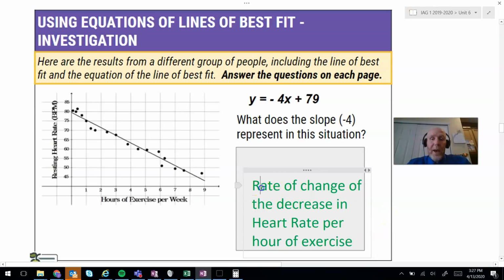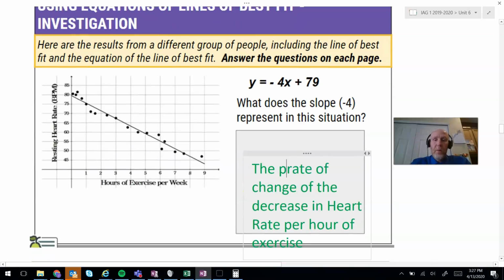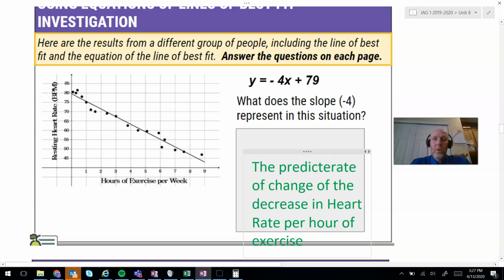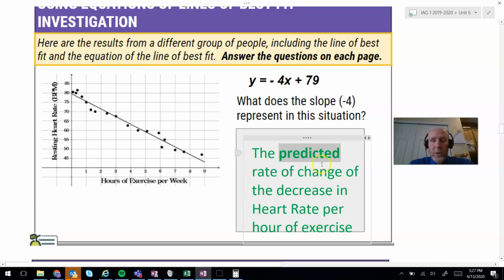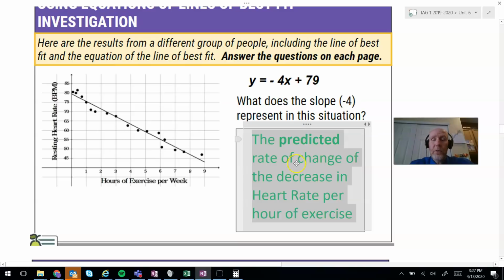Now, one thing we do need to add in this situation is that this line of best fit is always a prediction. And so we want to make sure that in our answer we would have something like the predicted rate of change of the decrease in heart rate per hour of exercise. Okay, so those are some keywords in this one. We have the word predicted in there. That's the most important keyword. And the other parts are things that we did back in first trimester where we talk about how slope represents a rate of change.